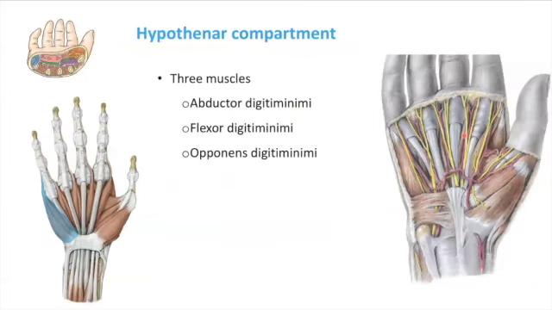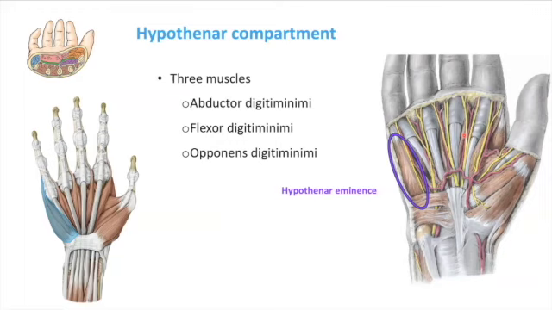The third compartment is the hypothenar compartment. So thenar means palm, hypo means below, or it means relatively smaller. So we have thenar eminence at the base of the thumb, and we have hypothenar eminence at the base of the fifth digit, or at the base of the pinky. It's relatively smaller, that's why it's known as hypothenar.